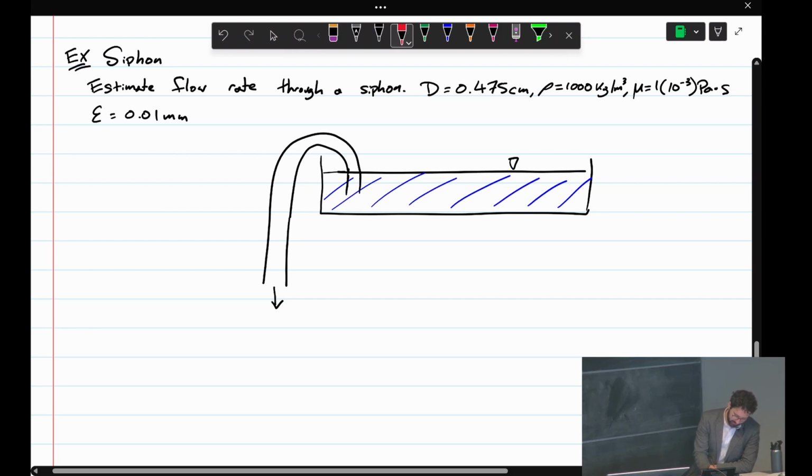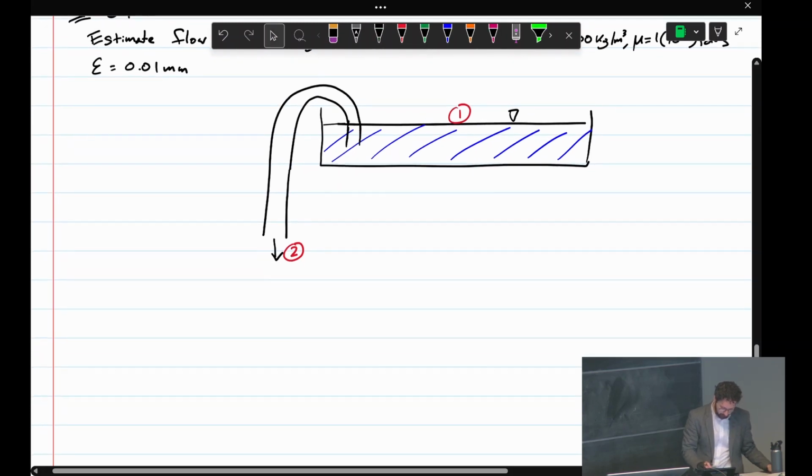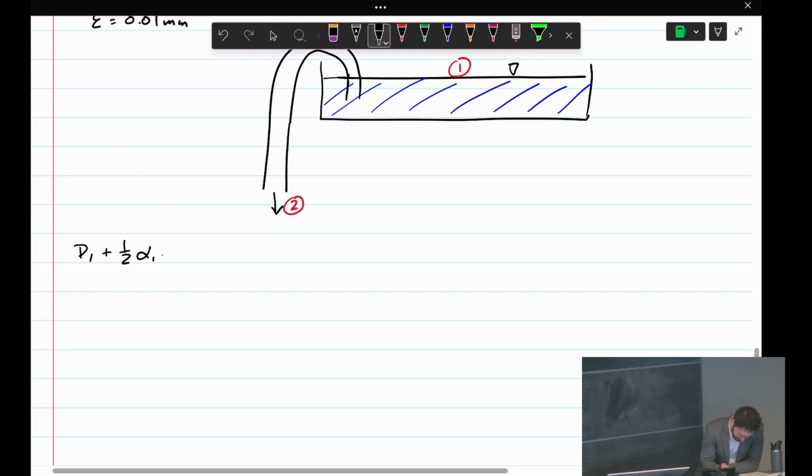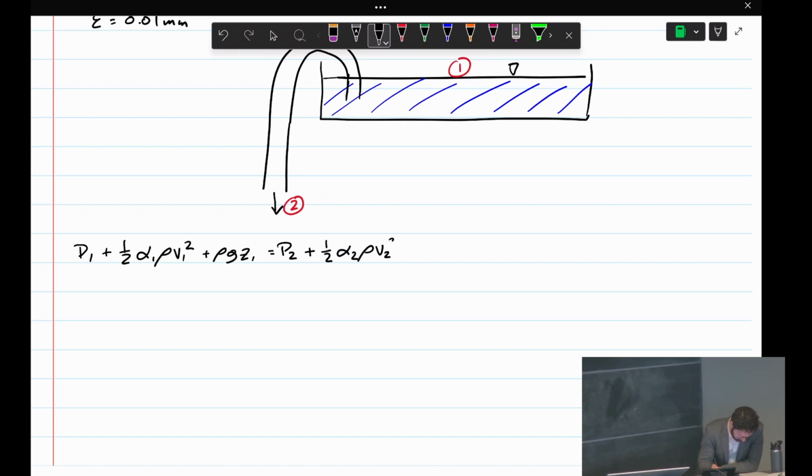So I'm going to choose point 1 in the equation to be the free surface of the reservoir, and point 2 to be sort of the discharge point of that tubing. So we'll write our extended Bernoulli's equation. So I'm grouping all of our losses just at this stage into some delta P losses.